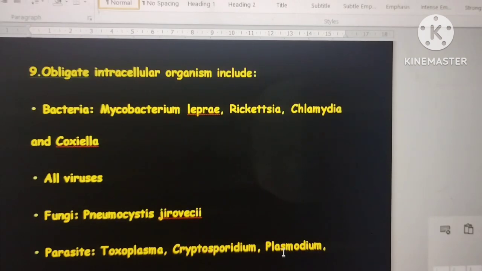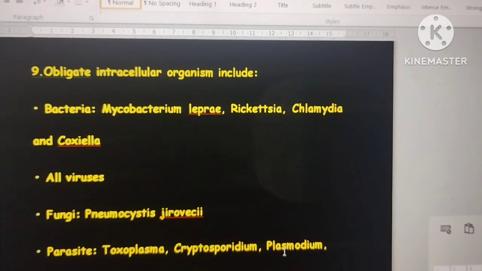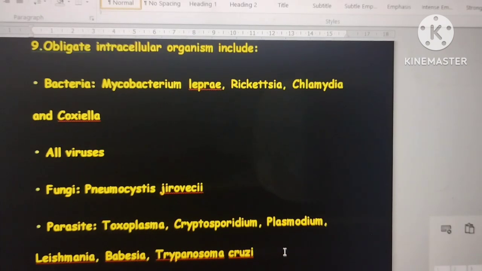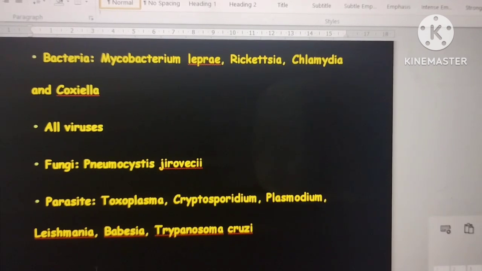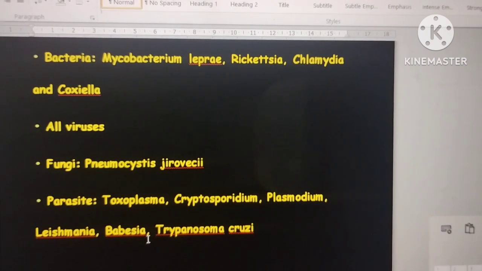The next topic is examples of obligate intracellular organisms. Among bacteria, there are Mycobacterium leprae, Rickettsia, Chlamydia and Coxiella, and all viruses are obligate intracellular. The fungus is Pneumocystis jirovecii, and the parasites are Toxoplasma, Cryptosporidium, Plasmodium, Leishmania, Babesia and Trypanosoma. You can remember that Leishmania and Trypanosoma are read together, Toxoplasma and Cryptosporidium come under one topic, and Plasmodium and Babesia. If you see the parasitology book, they come in this order. If you remember Leishmania, then obviously Trypanosoma.